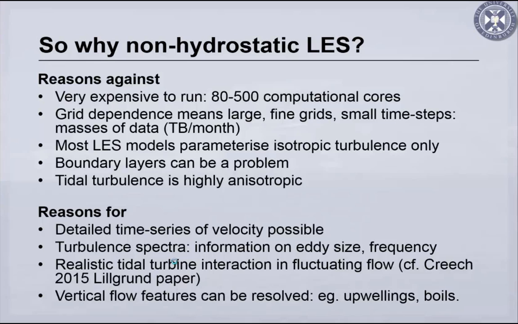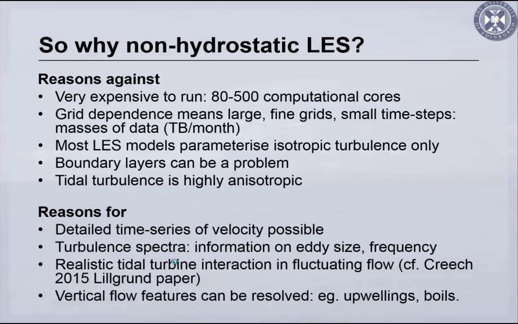Most LES models parameterize what we call the isotropic turbulence. So that's when it gets down to the scale where the turbulence is no longer anisotropic, but isotropic, so it's relatively direction independent. This is a huge difficulty that I had to overcome. It's also that boundary layers are hard to model within LES.